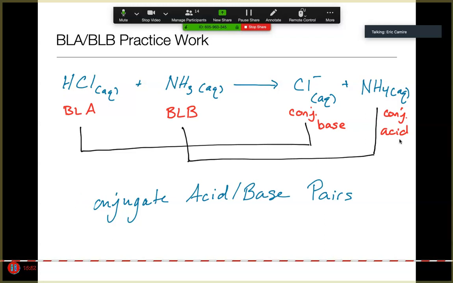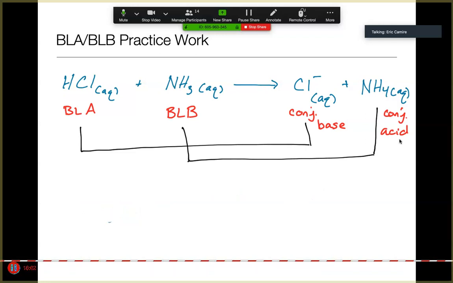The last thing I want to clarify is why do I call it a conjugate base and a conjugate acid? It's because I could theoretically run the reverse reaction.